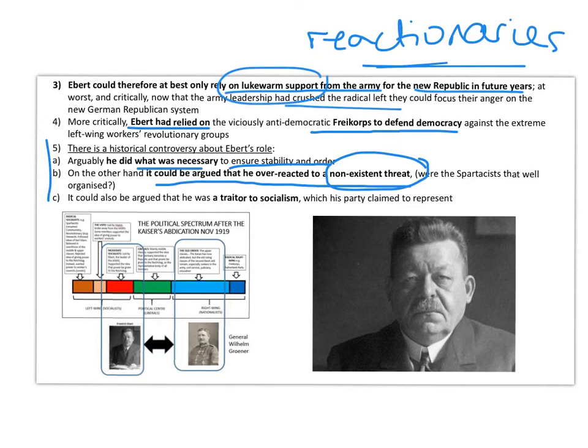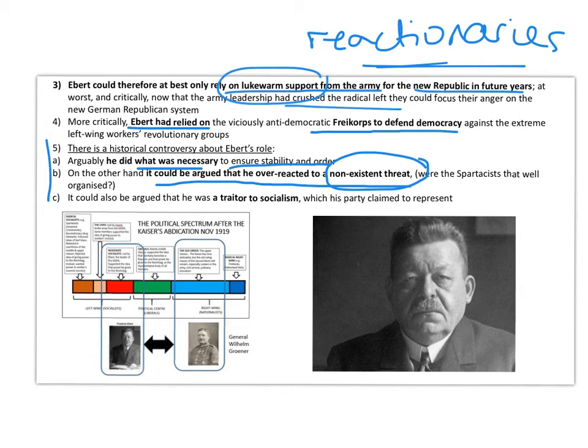So these are all arguments that there wasn't really much of a threat. So when Ebert picked up the phone and called Groener and said, "Get back, end the war, get your soldiers back, I need your help," he gave power to the old order through this pact. And arguably, did he really need to do that? Because the extreme left were not that well organised and not that strong, is the argument.